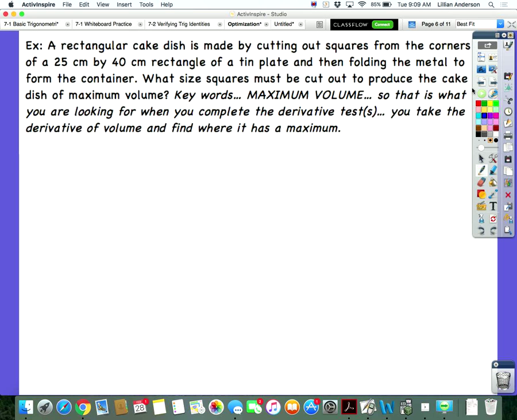A rectangular cake dish is made by cutting out squares from corners of a 25 centimeter by 40 centimeter rectangle of metal plate, and then folding the metal to form a container. What size squares must be cut out to produce the cake dish of maximum volume?